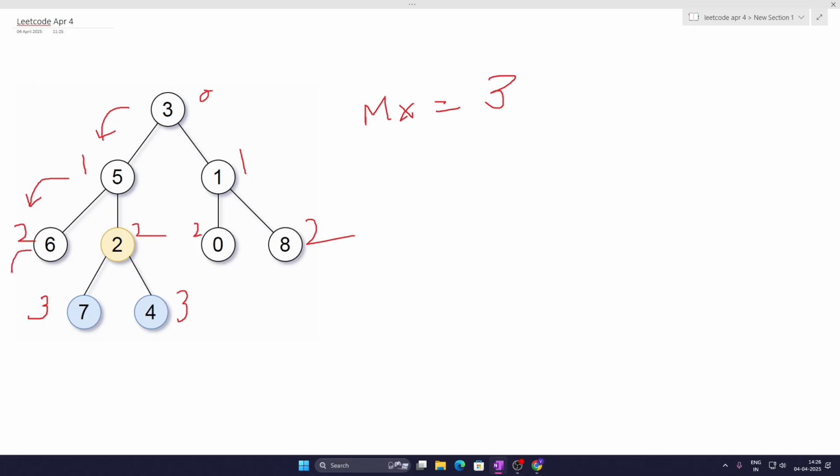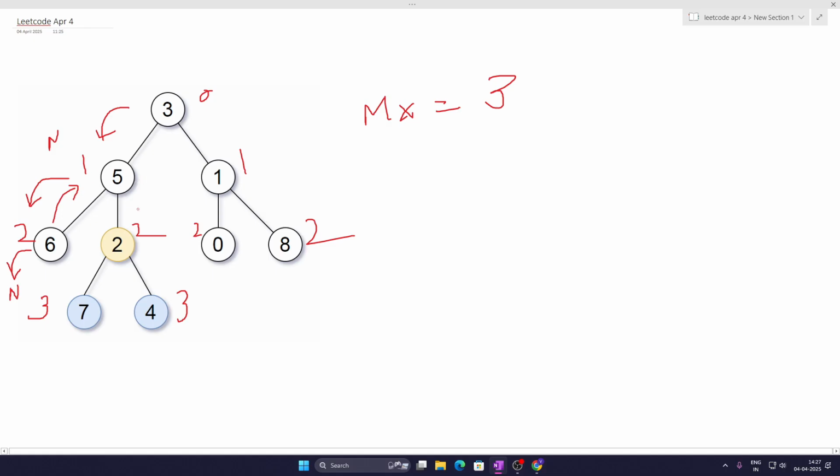Then we will go to the left subpart. Here there is no value, so if there is no value, then we will return null. So here the child of 6 will be null. Then we will return null to its parent. Here the parent takes the answer as null. At 5 we got the left subpart as null and we have to check the right subpart as well.